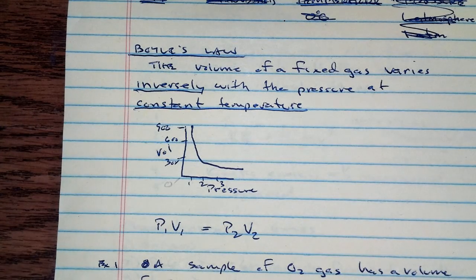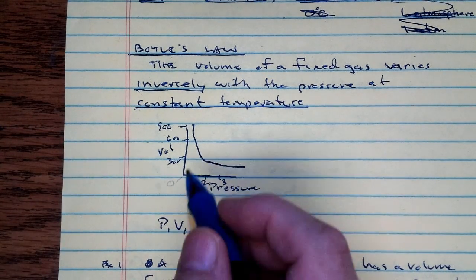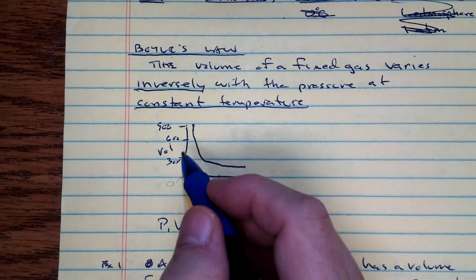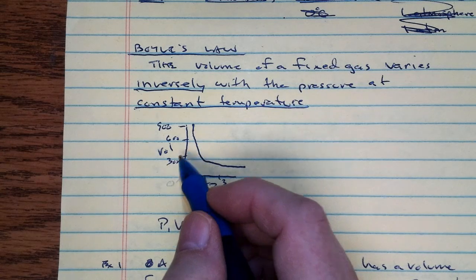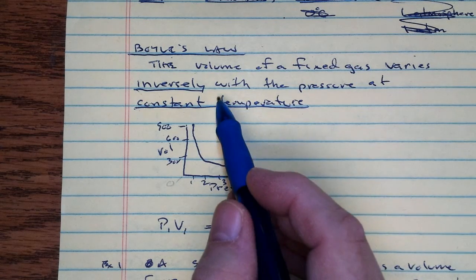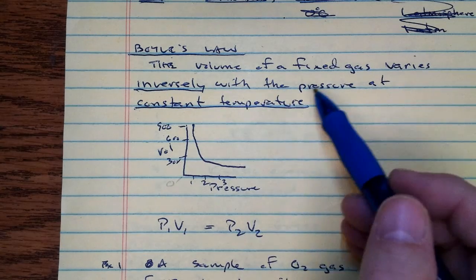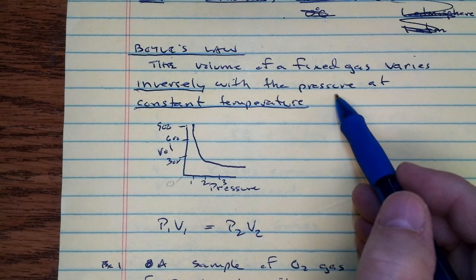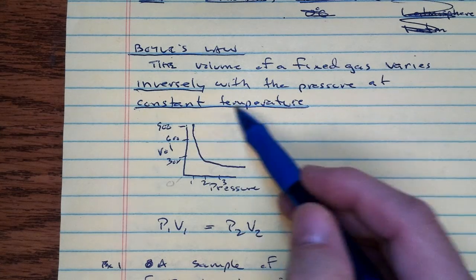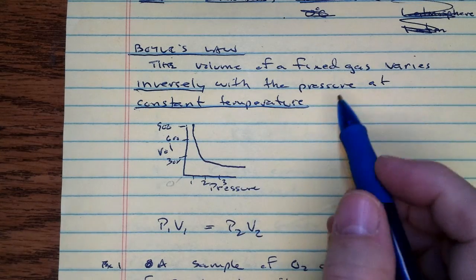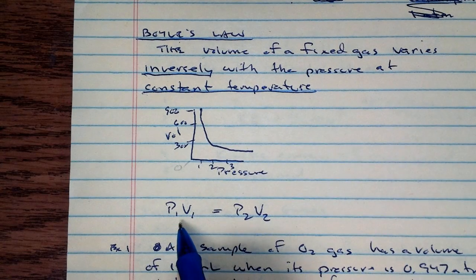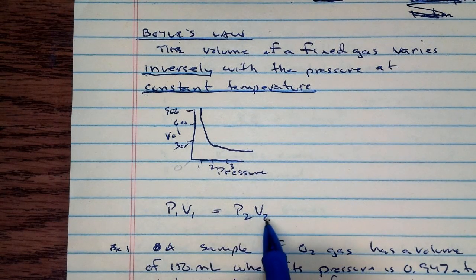Now the graph of Boyle's law, which you need to know, you need to be able to recognize it and maybe even draw it. Temperature is constant. So anyway, the volume of this gas varies inversely with the pressure. Volume and pressure, and temperature is constant, so it's not going to be in the equation. So anyway, our equation for Boyle's law is P1V1 equals P2V2.